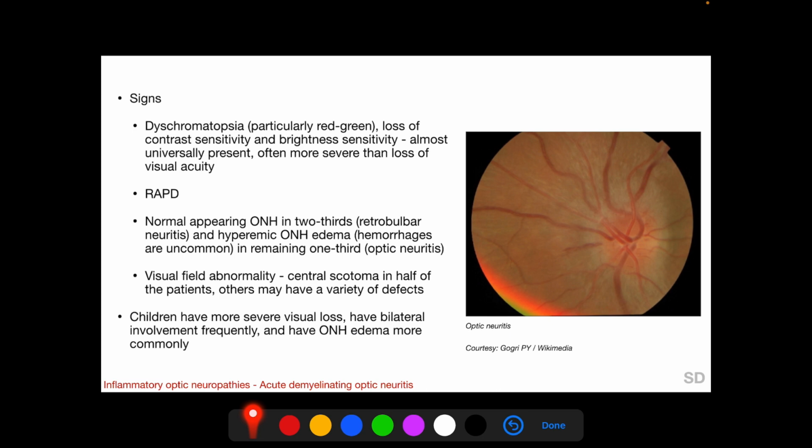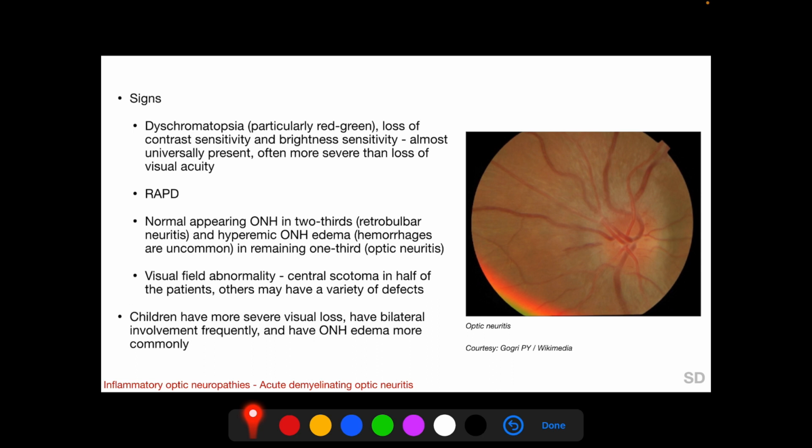Unilateral presentations have RAPD. Normal appearing ONH, that is retrobulbar neuritis, occurs in 2/3 of patients, and hyperemic ONH happens in the remaining 1/3 of patients. So in 1/3 of patients, the optic nerve head itself is involved, called optic neuritis, and in the remaining 2/3, the retrobulbar part of the optic nerve is involved, and it is called retrobulbar neuritis.